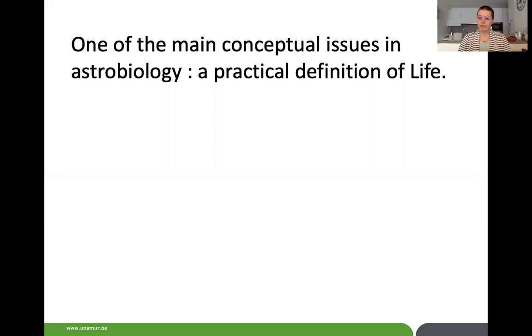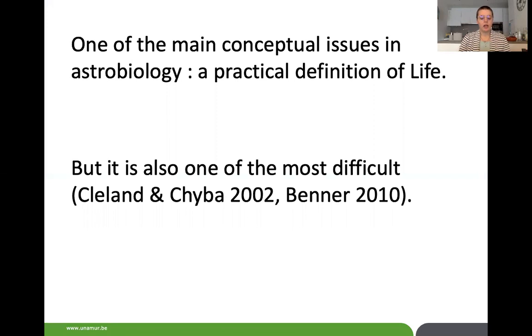The aim of my presentation is to propose a usable definition of life for astrobiology. The question of the definition of life is one of the most important yet difficult conceptual issues for astrobiology. It's crucial because without a proper definition of life, we won't be able to actually do astrobiology.